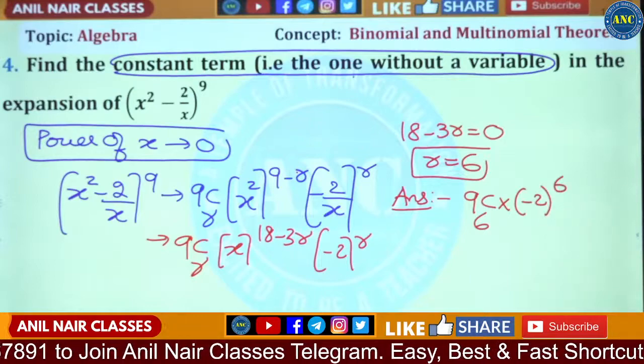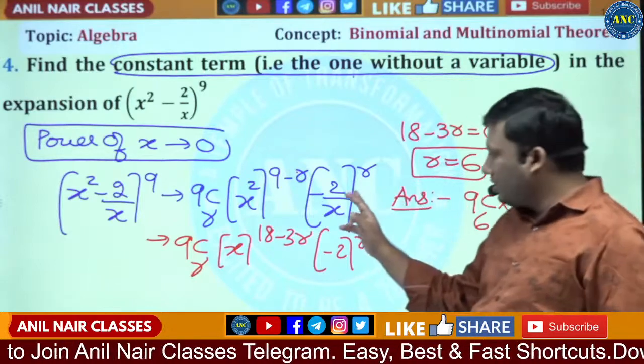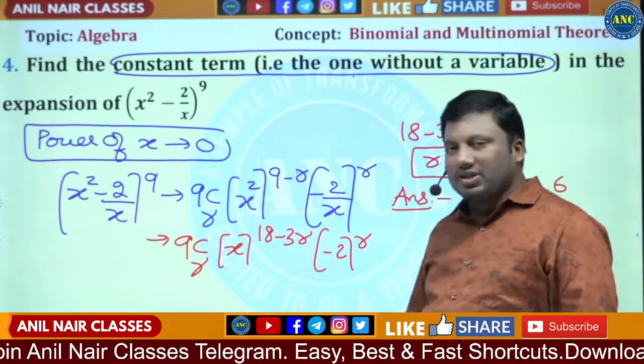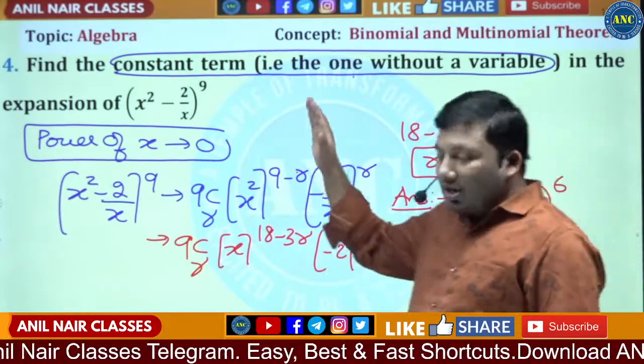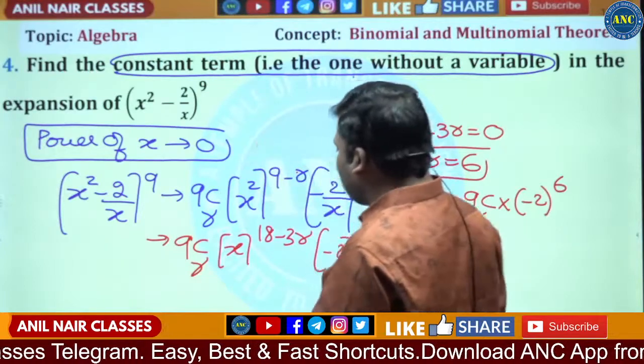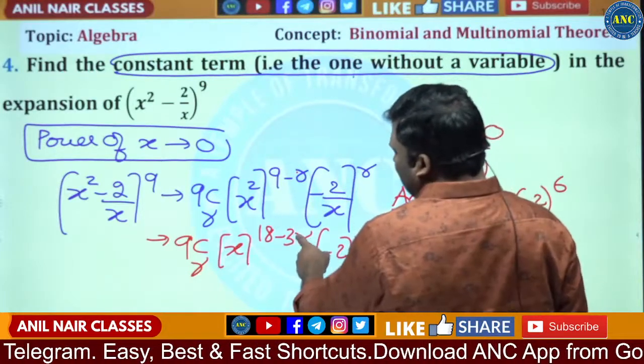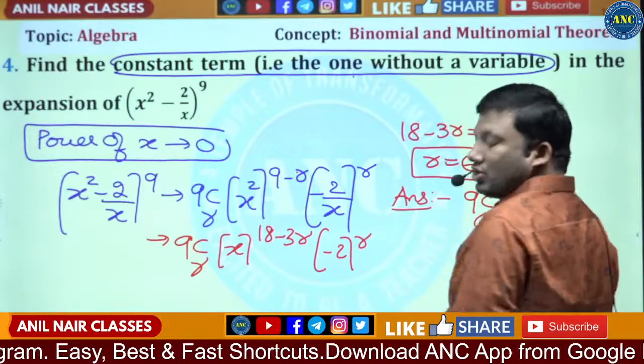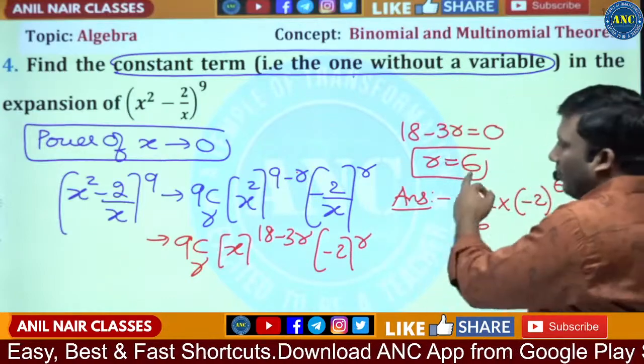9C6 into minus 2 power 6. R is 6. X power 6, x power 6 will get cancelled. So, two important things. Constant term means power of x should be 0. So 18 minus 3r should be equivalent to 0. R value is 0.